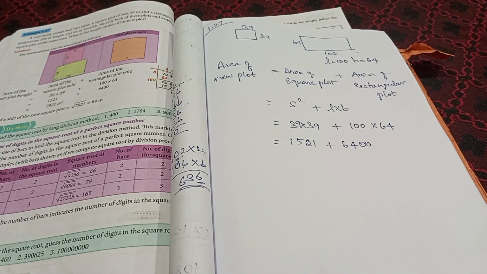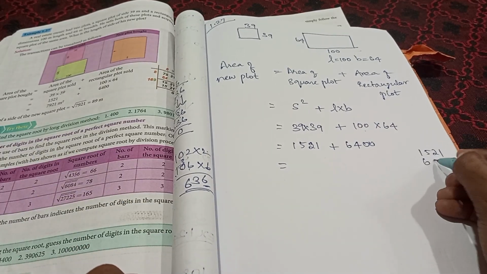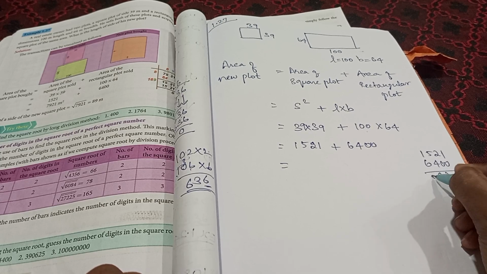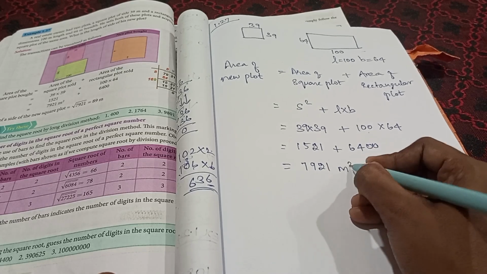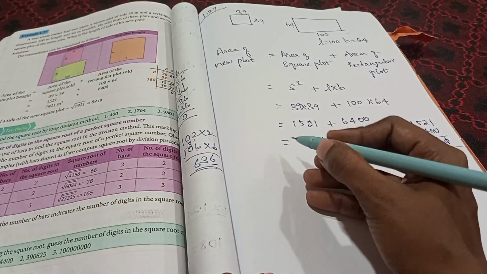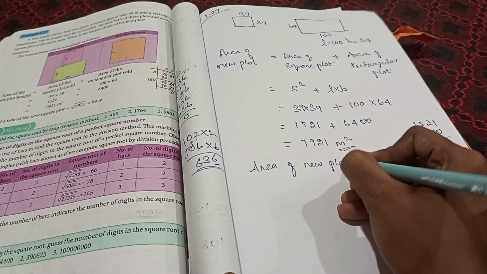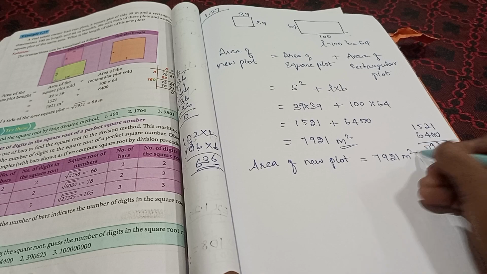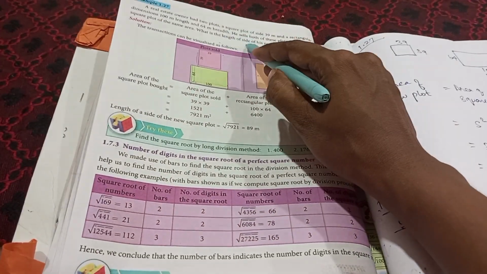So you have to add this now. 1521 plus 6400. What do you get? The answer is 7921 meters square for area. You have to write the units. So this is the area of the new plot. Area of new plot is 7921 meters square.